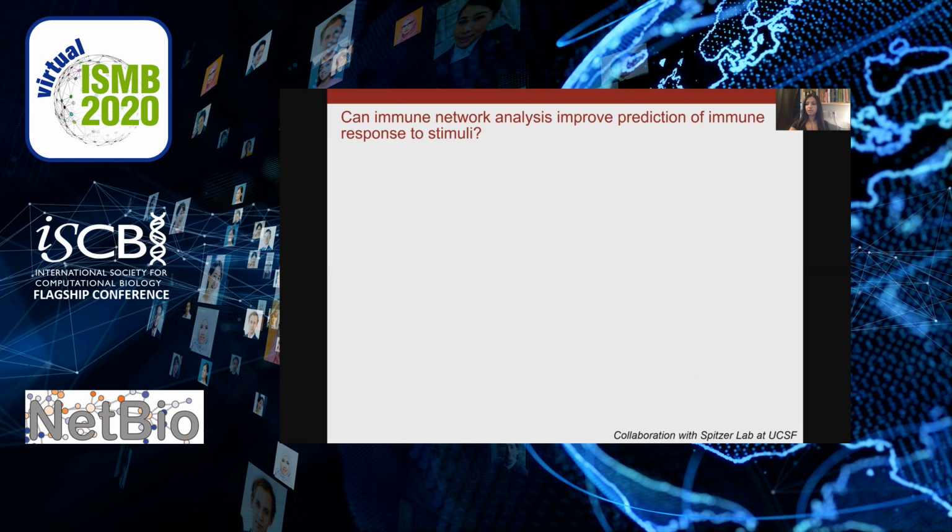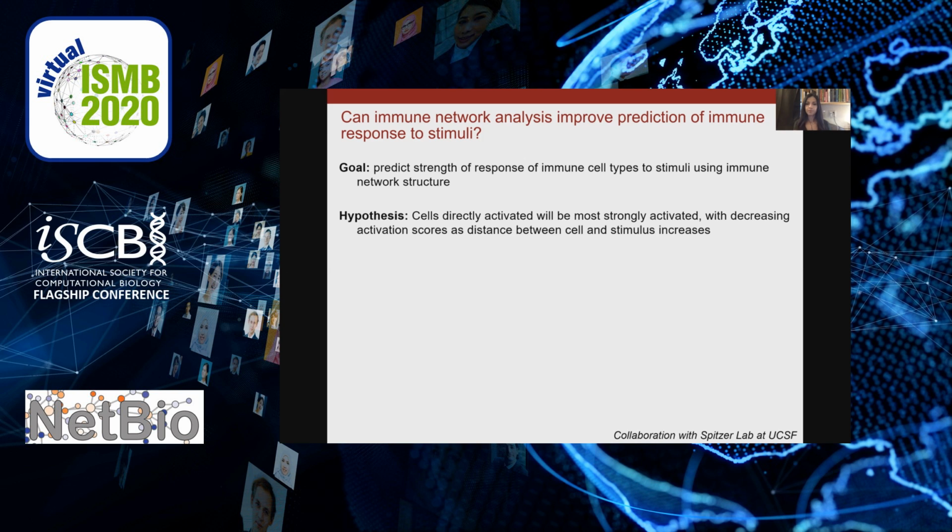So having characterized the network, we next wanted to see whether we could do some kind of preliminary analysis to improve our prediction of how immune cells will respond to a particular stimuli. So our goal was to predict the strength of a response of different immune cell types to stimuli using immune network structure. We hypothesized that cells directly activated by a given stimulus would be the most strongly activated, with decreasing activation scores as the distance between a cell and stim increases.